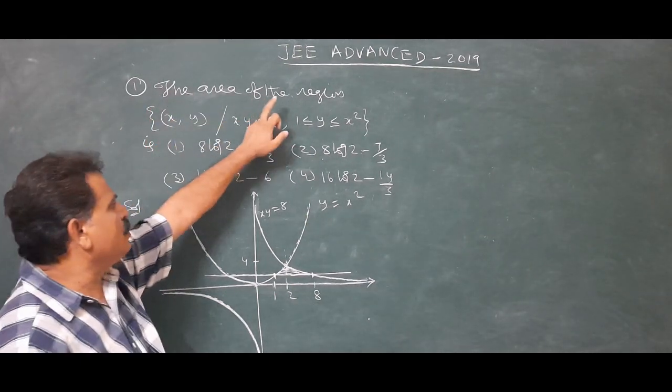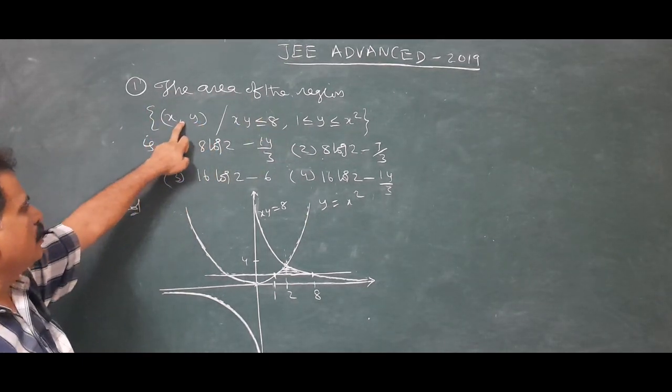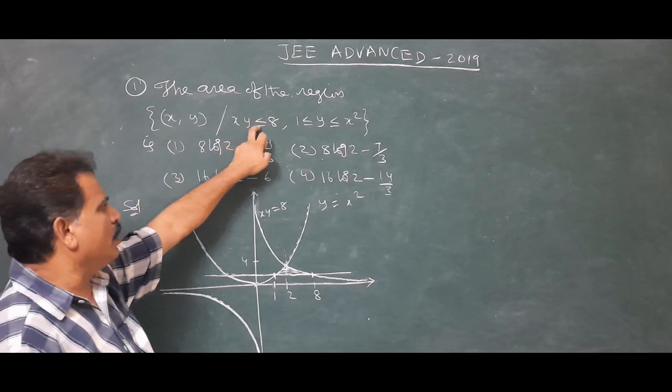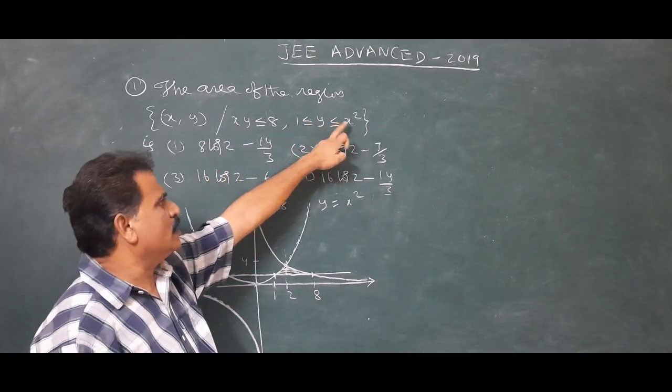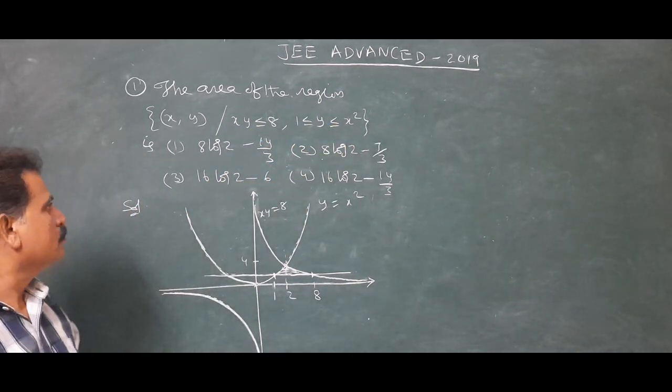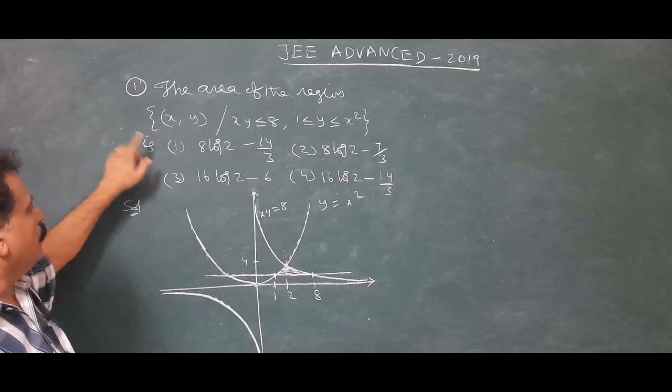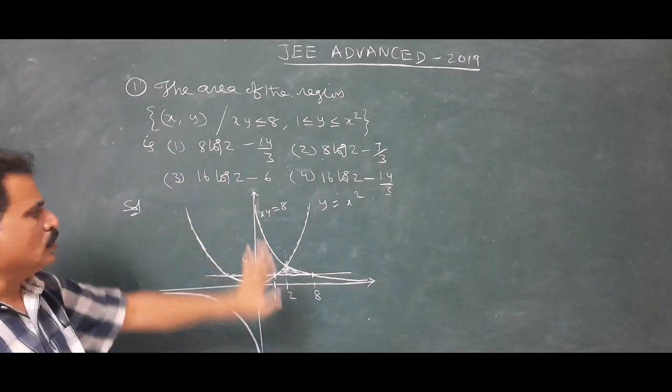The area of the region {(x, y): xy ≤ 8, 1 ≤ y ≤ x²} is... First option, second, third, fourth options are given.